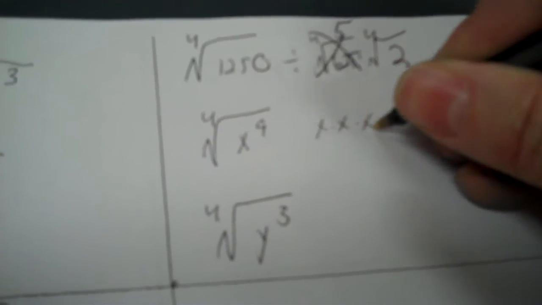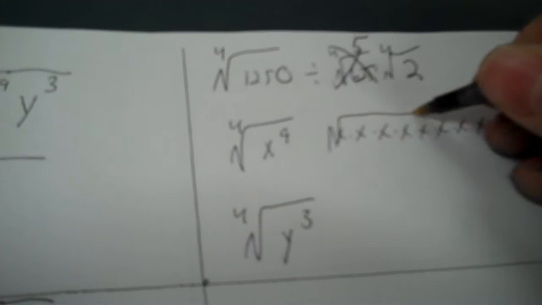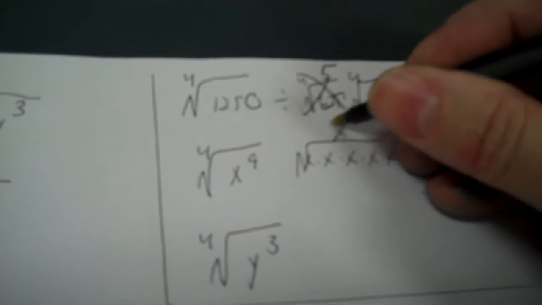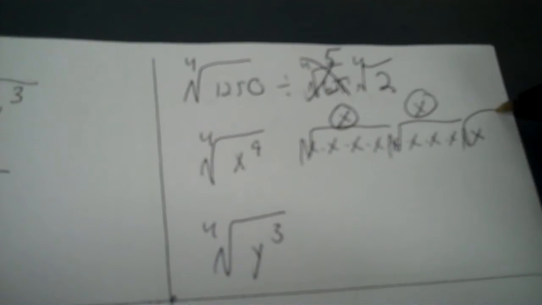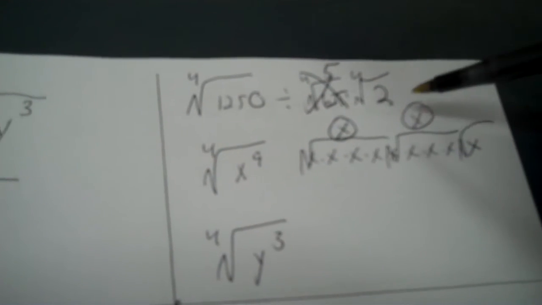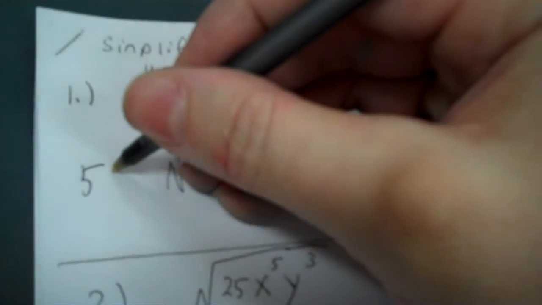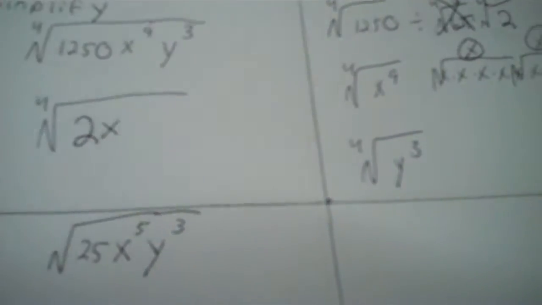X to the power of 9 would be 9 x's. I know that's a lot to write, but that's okay. I group them into 4s, and every time I group a 4, an x comes up. Now, these x's that came up go outside of the radical. Since there are 2 of them, we put x to the 2nd power. There's still an x inside, so that one stays there.